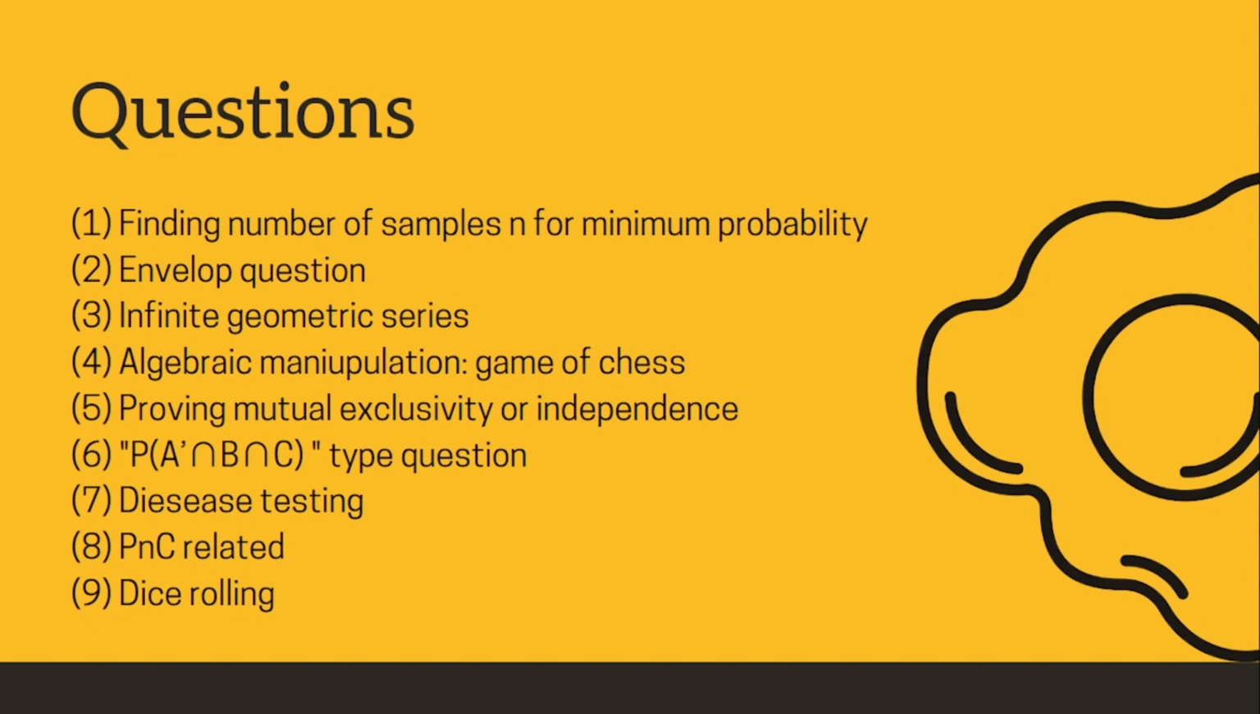The test of proving mutual exclusivity or independence. Then there's this kind of question where you have 3 events put together under a single probability. Then there will be a disease testing question where you have a multi-stage tree diagram. And then you have a permutations and combinations question also.